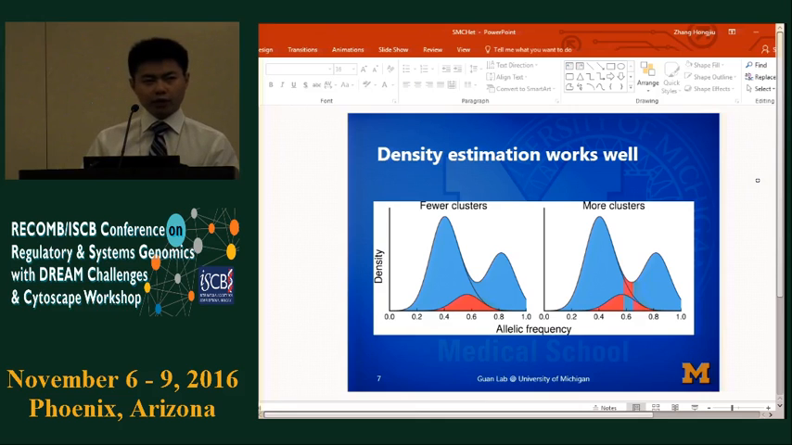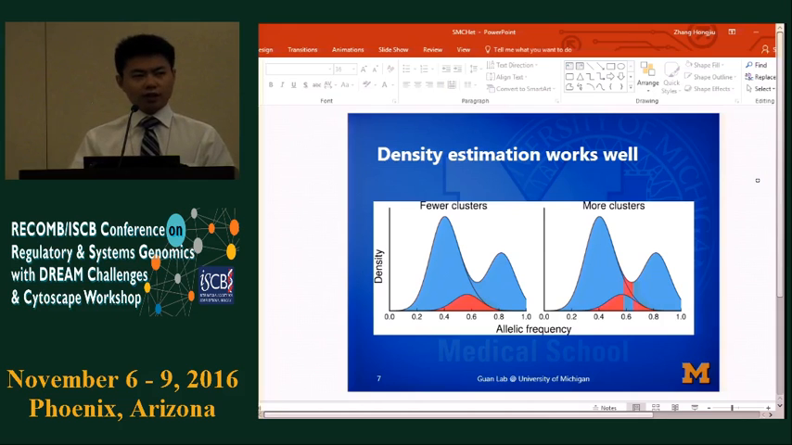The area here corresponds to the number of mutations. The density means how many mutations lie within this range of allelic frequency. So as you can see, on the left you call fewer clusters, or fewer subclones. On the right is more subclones. It's about the same amount of misassignments you might make. However, on the right side, you're disrupting the co-clustering relationship between the mutations in the remaining subclones.